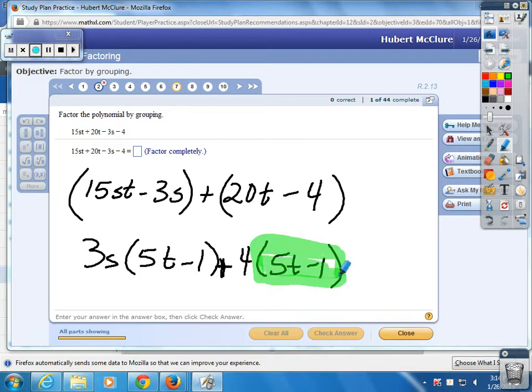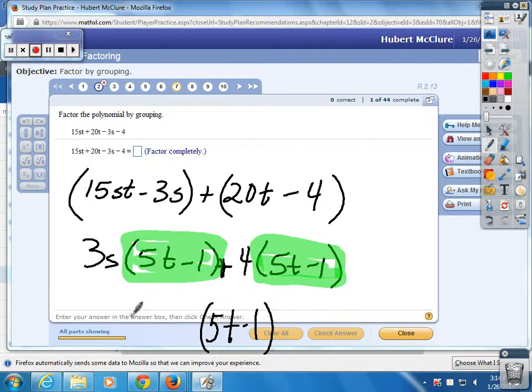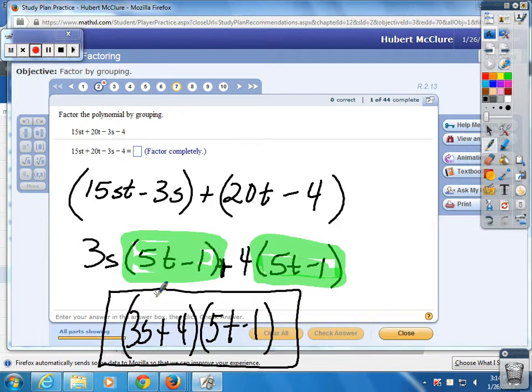5t minus 1. Is that what you want? You want something in common? Yes. So, what's in common? 5t minus 1. So you bring that down as something in common. And then what's left over? Yes. That's 4 in this unit. You see, that one you were able to do, but you had to manipulate it a little bit.